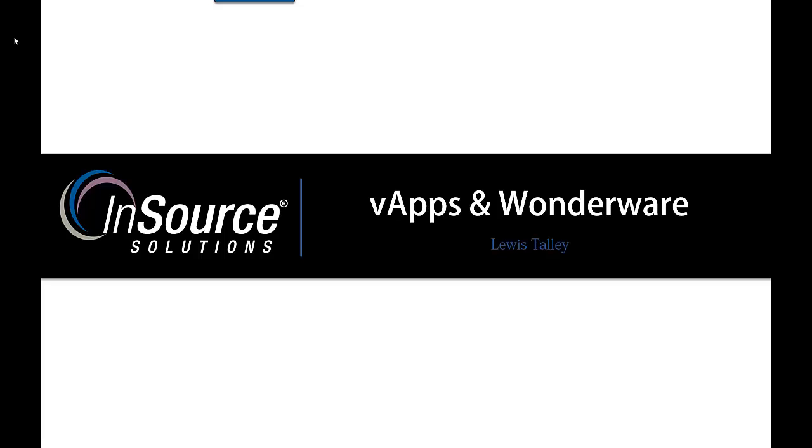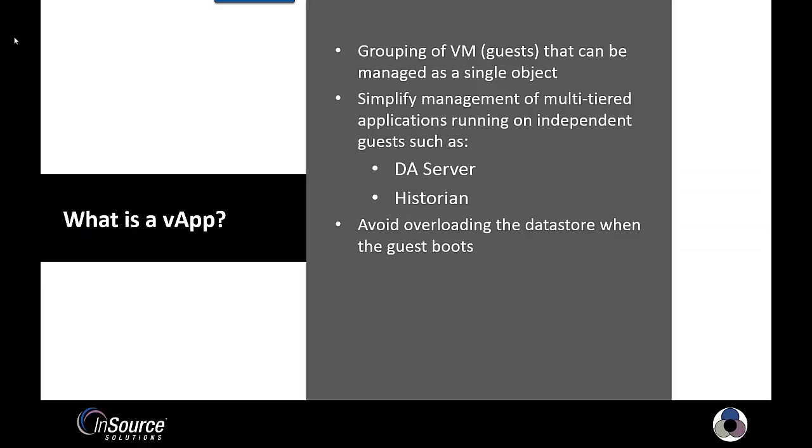Today I'd like to spend a little bit of time talking about VMware vApps and Wonderware and how they can help you. So let's start by defining what a vApp is. A vApp is really a grouping of virtual machine guests that are managed as a single object. They greatly simplify the management of multi-tiered applications or applications running on different guests.